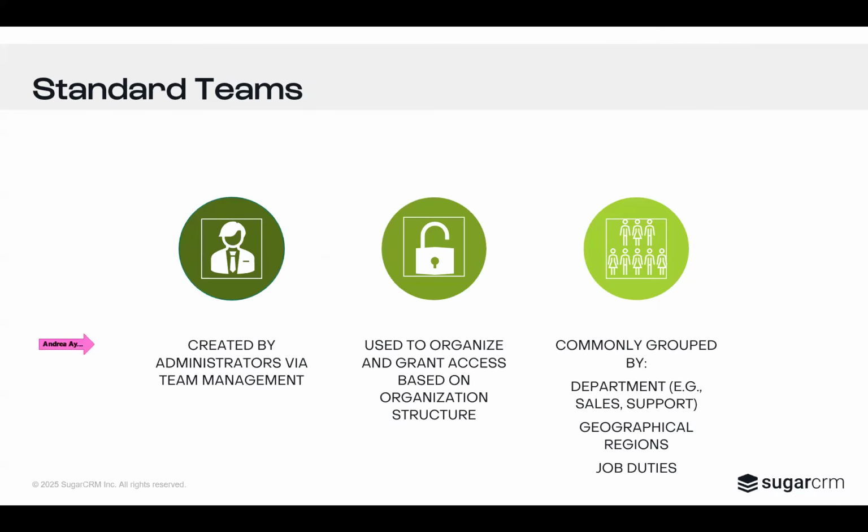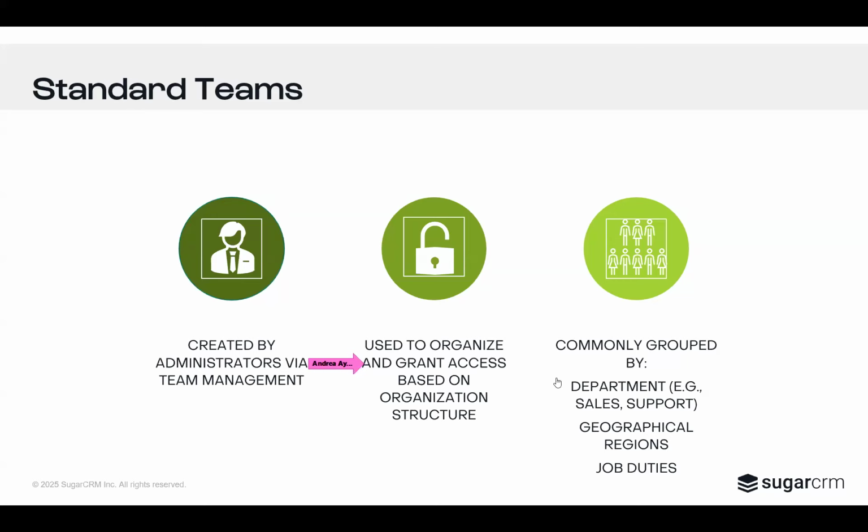Standard teams. So these are created by the administrator in team management. It uses or grants access based on the organizational structure. And the structure is going to be based on the report to field in a user. So if a person has 3 levels up in their hierarchy, if you add that person's user to a team, everybody above them will also be added to that team. We'll talk about what that looks like when I create a team here in a minute.